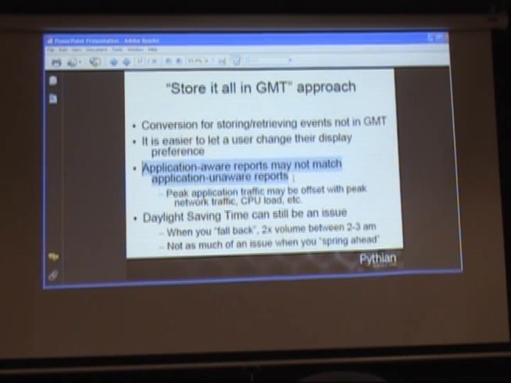Application-aware reports may not match application-unaware reports. For example, if everything's in GMT and you say, I got paged at 1 a.m. last night, which is Eastern Standard Time, and you look and say, well, there was no peak at 1 a.m., but our backups happened at 6 a.m. That offset can screw you over, especially when you've been up since 1 in the morning wondering why this is happening. The graphs are fine. You look at the graphs and there wasn't anything at 1 a.m., but there's a lot of traffic at 6 a.m. How come I didn't get paged? Oh, there's that offset. Usually it's not so much of a big deal.